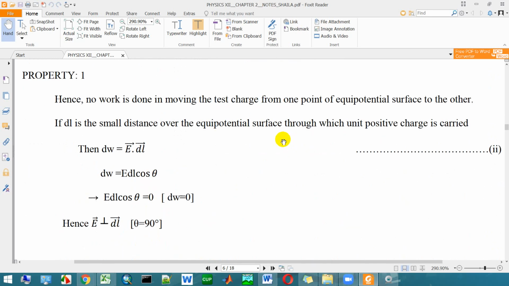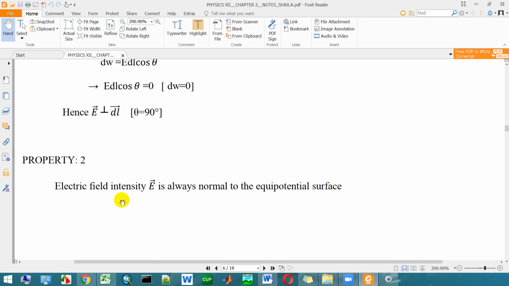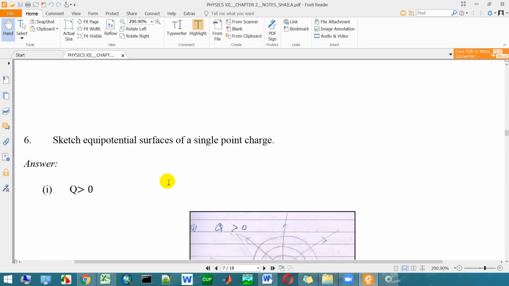So we concluded a very important second property of an equipotential surface: the electric field is perpendicular to the equipotential surface. The first property is that the work done to take a charge from one point to another on an equipotential surface is 0. The second property is that the direction of the electric field and the equipotential surface are at 90 degrees. Electric field intensity is always normal to the equipotential surface. So these are the two important properties for an equipotential surface.